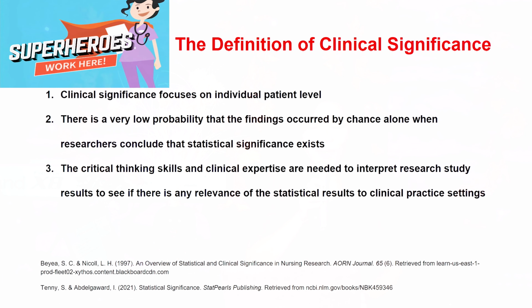So what about the definition of clinical significance? Clinical significance focuses on the individual patient level. There is a very low probability that the findings occur by chance alone when researchers conclude that statistical significance exists. So the critical thinking skill and clinical expertise are needed to interpret researchers' results to see if there is any relevance of the statistical results to clinical practice.